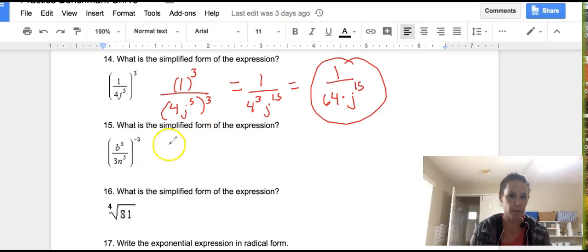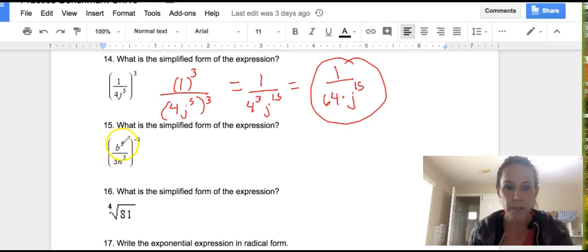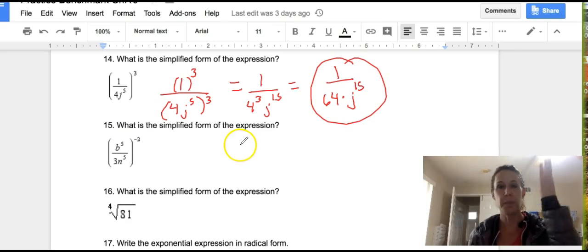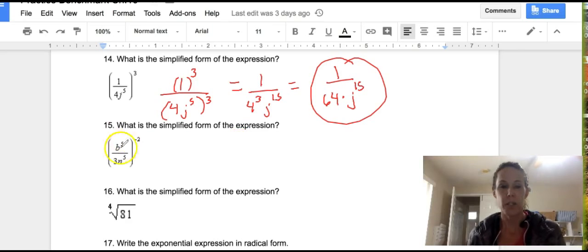All right, what's the simplified form of this expression? B to the 5th, 3n to the 5th to the negative 2 power. Now, there's a little trick you can do with this. You could do this two ways. You could multiply this by 5, go ahead and distribute your parentheses, or excuse me, your exponent, and do this to the negative 2 power, this to the negative 2 power, this to the negative 2 power. When you're dealing with a negative power, you're basically flipping everything, okay? Because it's going to be 1 over whatever you have to the power. So by doing that, I can change this to a positive power right away by flipping this fraction. This is going to become 3n to the 5th over b to the 5th.